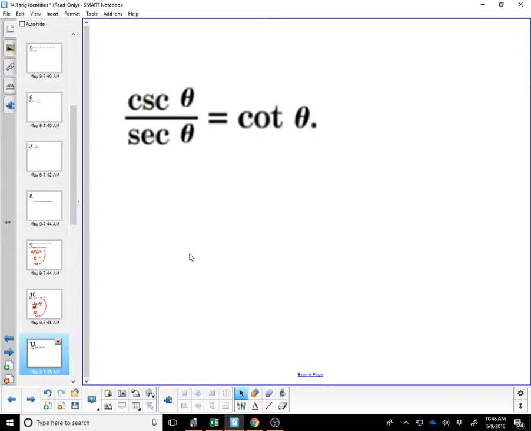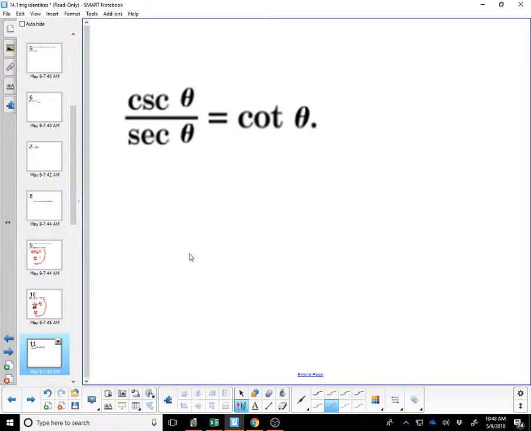Now, like I said, here's my suggestion. Always first try to write everything in terms of sine and cosine. That was the trick I had. And then from there, I would try to manipulate things and see what I can do with it, okay? All right, y'all giving me some looks. So, here we go.